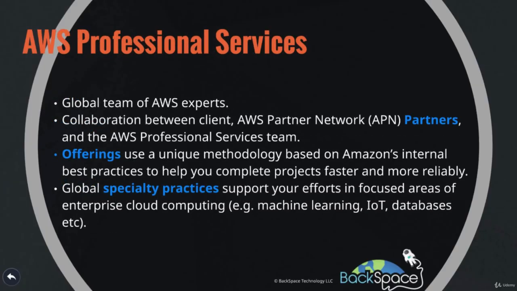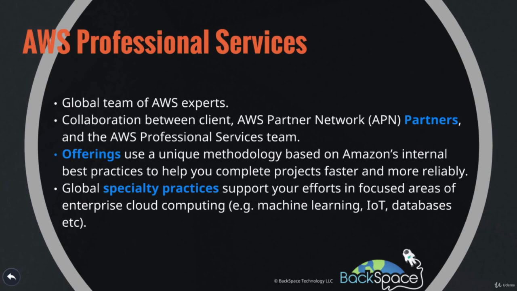If you have a difficult application that you're trying to deploy on AWS, you may want to consider using the AWS Professional Services, and they are a global team of AWS experts. They work as a collaboration between the client and an AWS Partner Network or an APN partner and the AWS Professional Services team. So if you've got this large application that you want to deploy, then you would engage an APN partner, and then the APN partner would work with the AWS Professional Services team to sort out all of those issues for you.